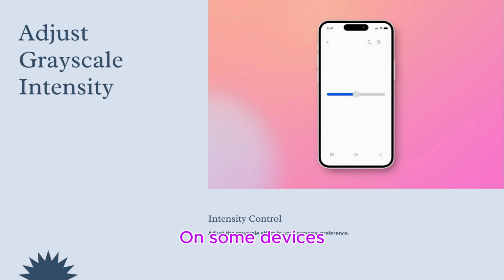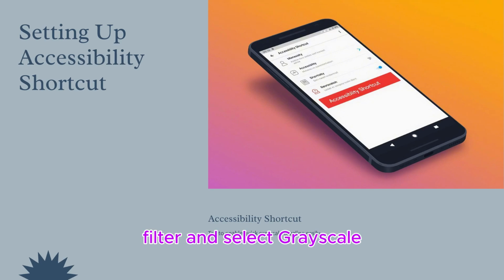On some devices, you may need to tap on Color Filter and select Grayscale. You can adjust the intensity with a slider if available.